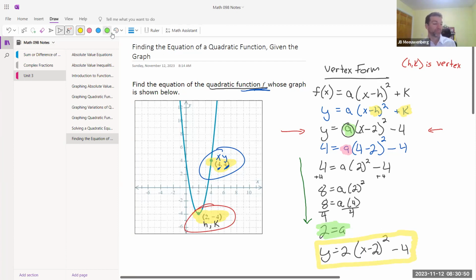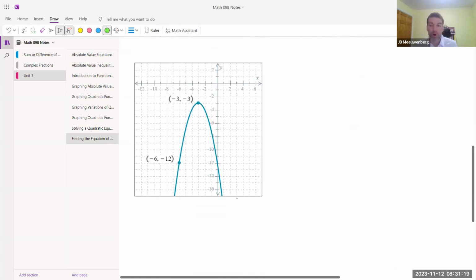So just to recap, we start with vertex form. We initially fill in our vertex, the h and k, from right here. Then we use the random point that was given to us as the x and the y, 4 and 4. We solve that equation for A, and then we substitute A back in to that vertex form. Let's do another one. So I suggest you pause the video and try this one for yourself. Notice how the vertex is at -3, -3, and the random point is at -6, -12.